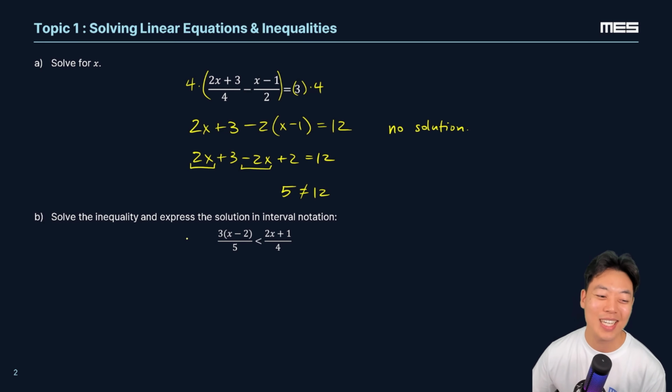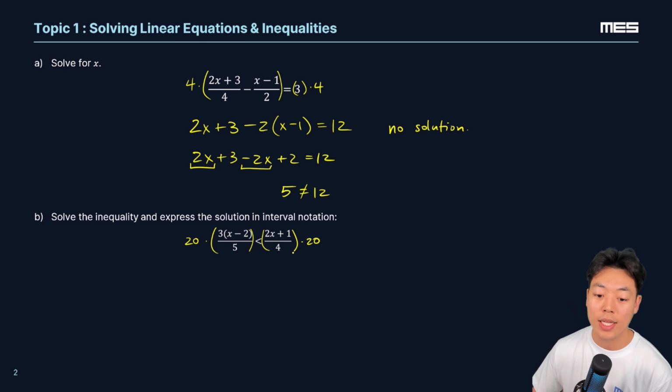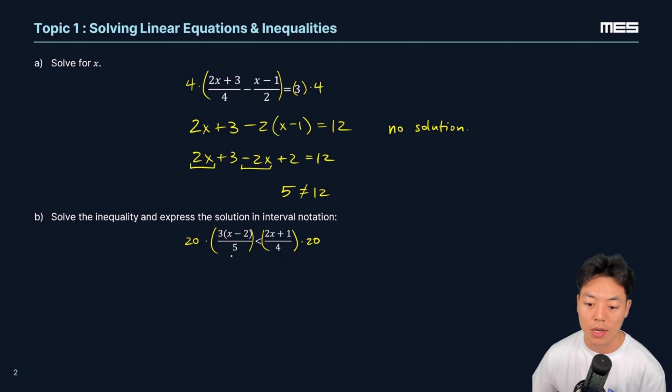Starting off strong. Letter B, we have to solve the inequality and express the solution in interval notation. So let's first solve this inequality. Let's try to isolate the x. Again, same idea as letter A. I'm going to try and get rid of these numerical denominators. So I'm going to multiply both sides by the common denominator, or some may even call it the least common multiple of the denominators. 20 and 5 cancel, leaving just a 4.